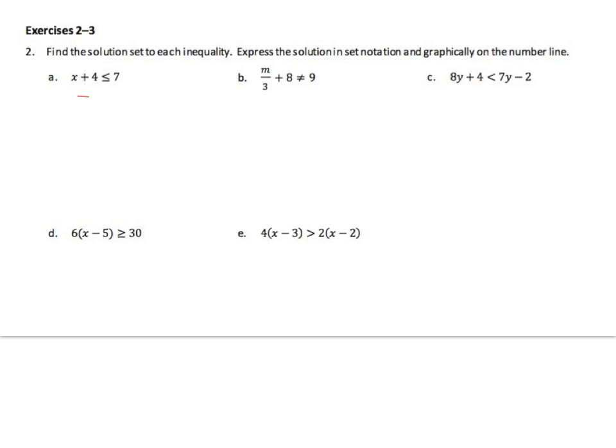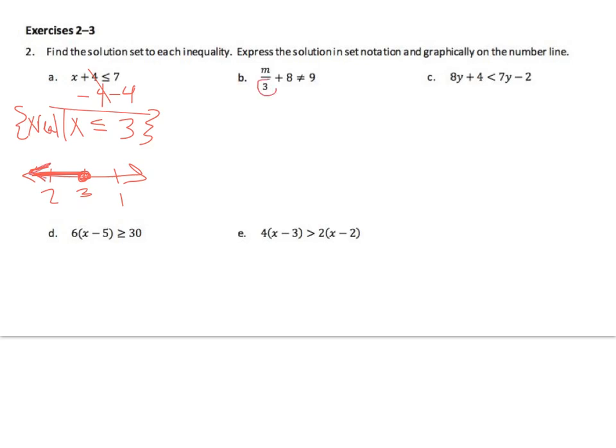I need to get that x all by itself, so I'm going to move that 4 away by subtracting 4 from both sides. So x is less than or equal to 3. So set notation, x is real such that x is less than or equal to 3. Graphically, I'm going to have 3 in the middle. Okay, closed dot here to the left.